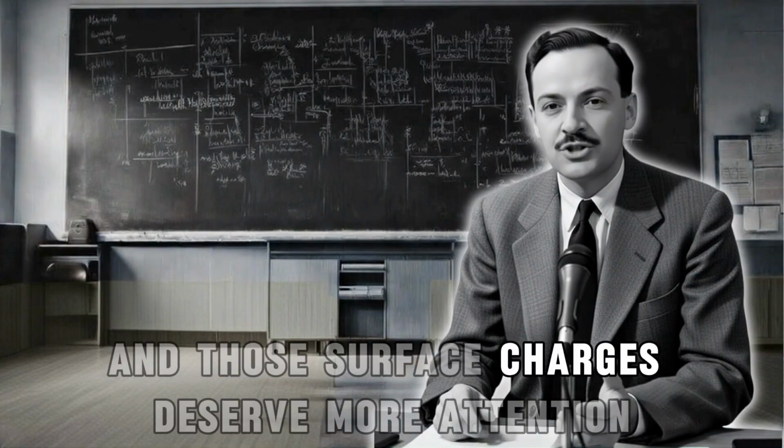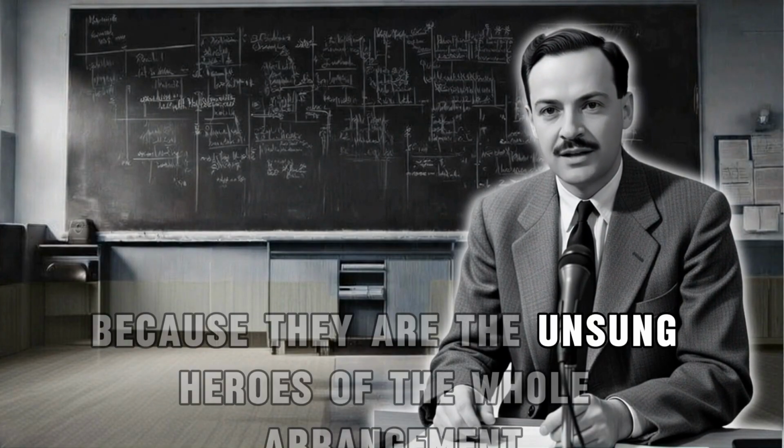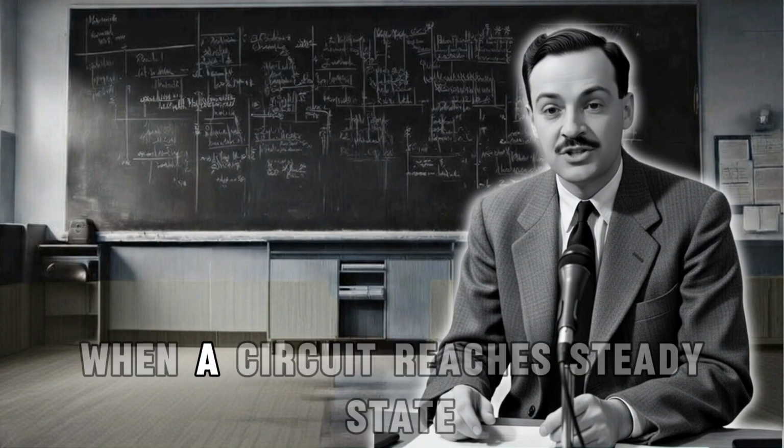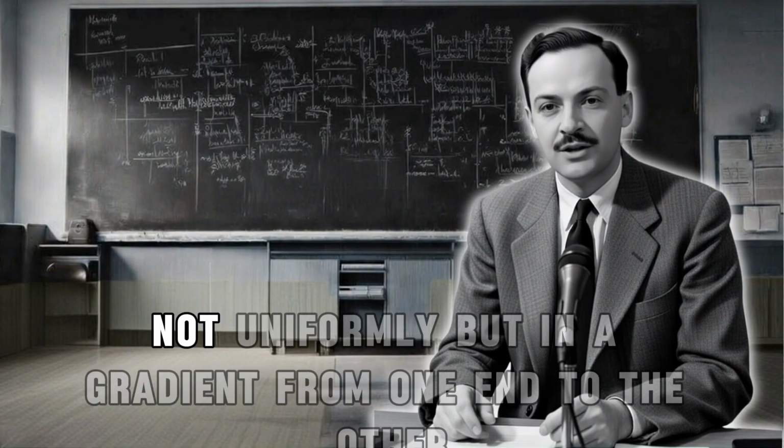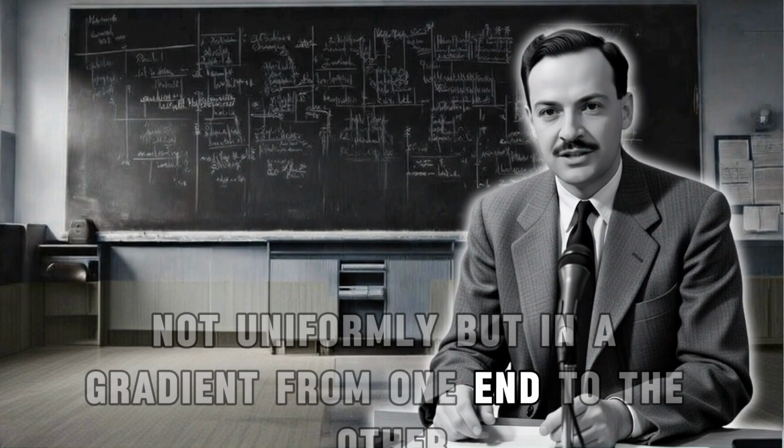And those surface charges deserve more attention because they are the unsung heroes of the whole arrangement. When a circuit reaches steady state, tiny amounts of charge sit on the surface of the wire, not uniformly, but in a gradient from one end to the other.